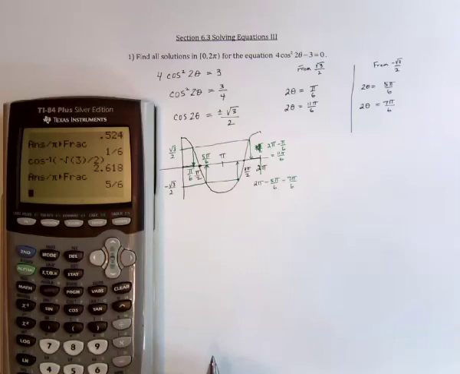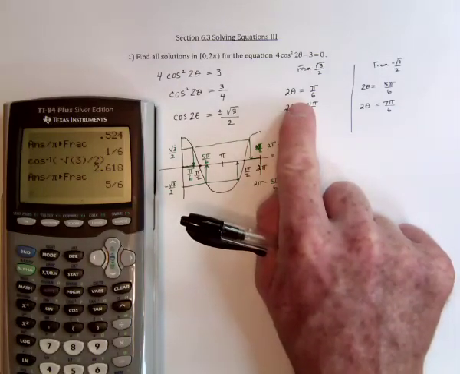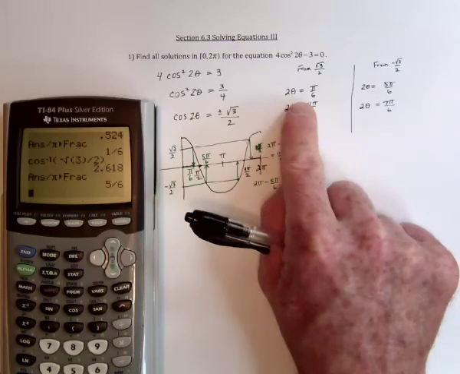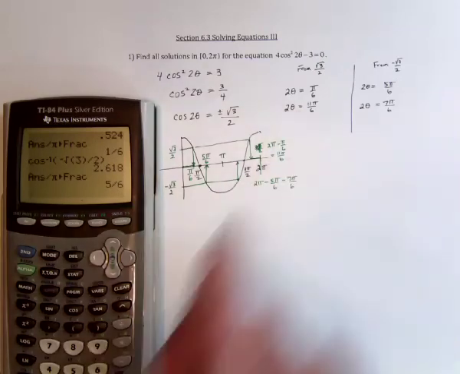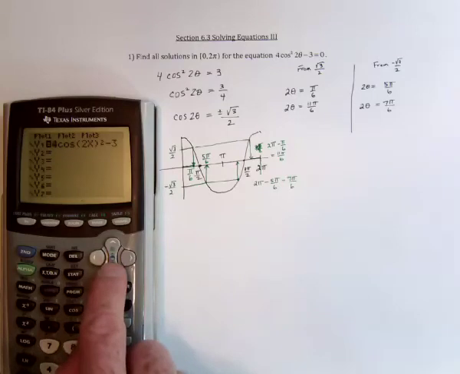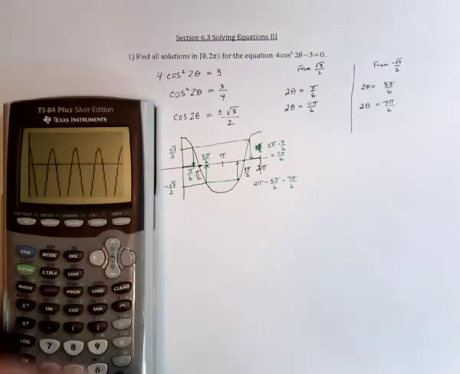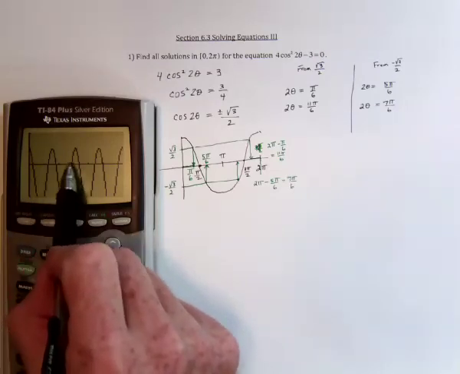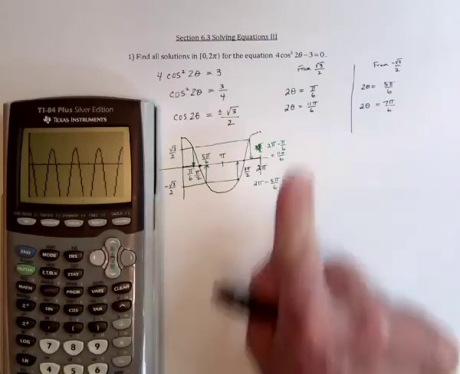There's 4 of the solutions. Actually, they're going to be divided by 2 at the end. So these would actually be pi over 12 and 11 pi over 12. Before I continue and get the other 4 solutions, I want to take a look at the graph. So y equals 4 cosine squared of 2x minus 3. And then when does that equal 0? 1, 2, 3, 4, 5, 6, 7, 8 times.